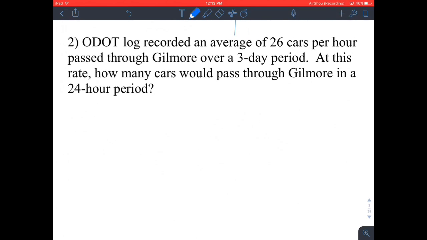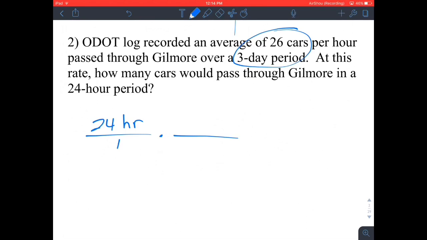Number 2, ODOT log recorded an average of 26 cars per hour passing through Gilmore over a 3-day period. At this rate, how many cars would pass through Gilmore in a 24-hour period? Well, we got 24 hours, and we want to figure out how many cars that would be. This here is a rate.